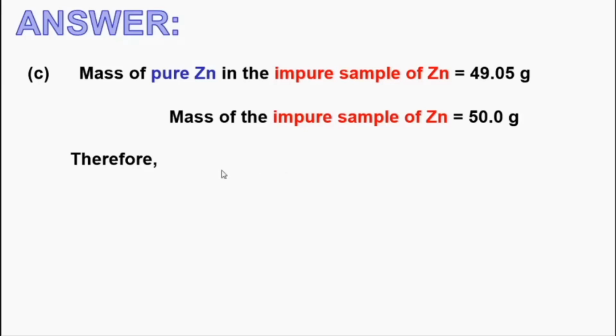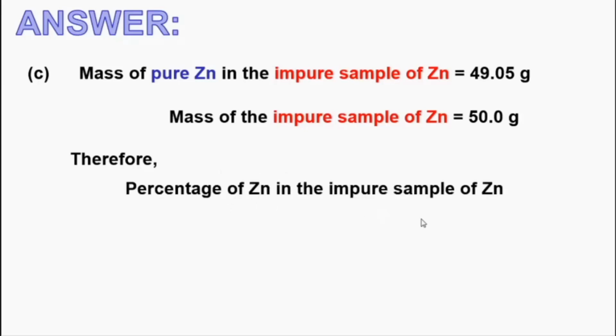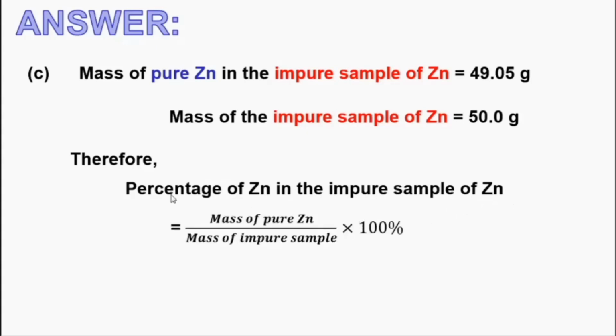So if we want to determine the percentage of zinc in the impure sample, how do we calculate this? Mass of pure zinc divided by mass of impure sample, times 100%. Substitute these two values into the equation: 49.05 grams over 50 grams times 100%, and finally we get 98.1%.